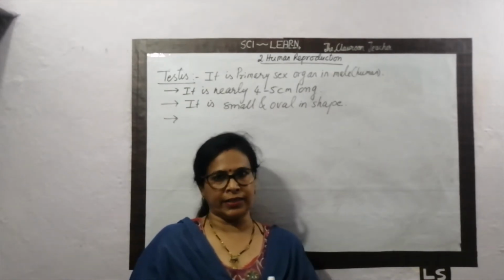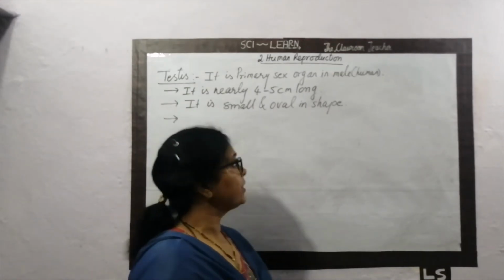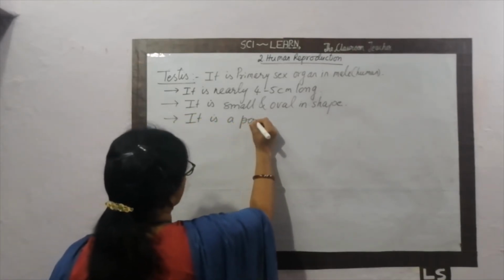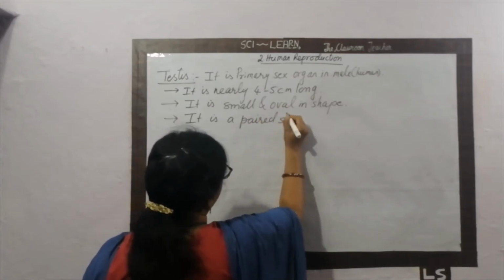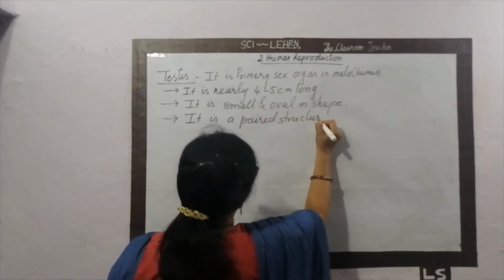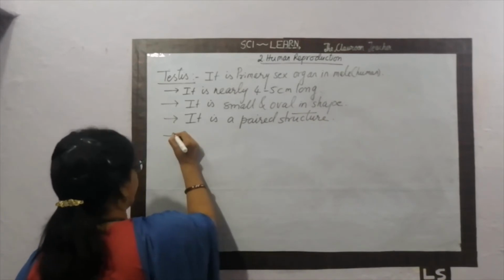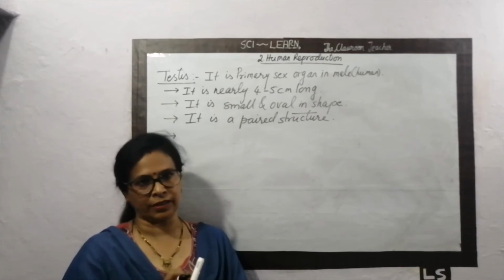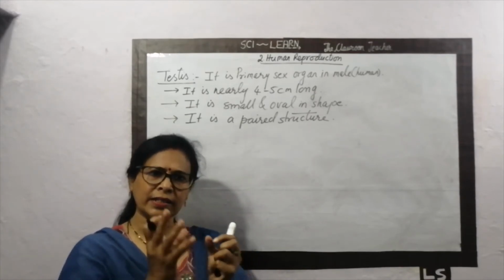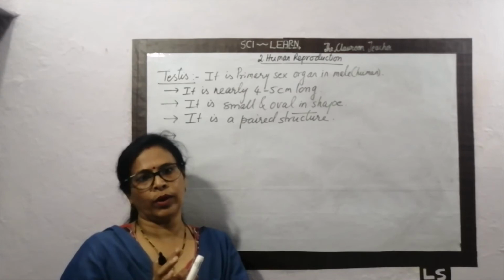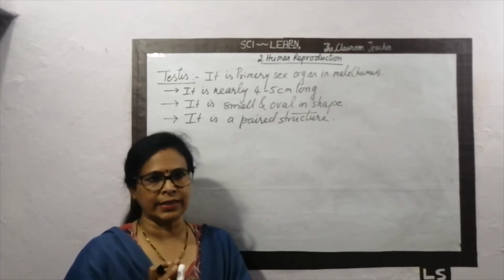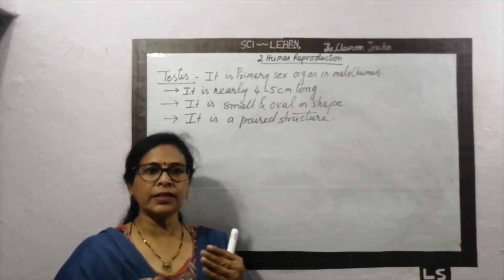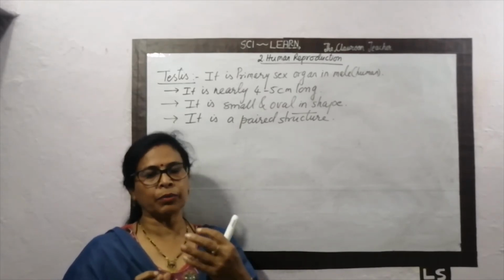Now what next about the testis? The two testes are there. It is a paired structure. It means there are two testes present in the body. The size of both the testes is different from each other. It means one testis is somewhat longer than the other one. Why is this size different? Because it prevents the squeezing.